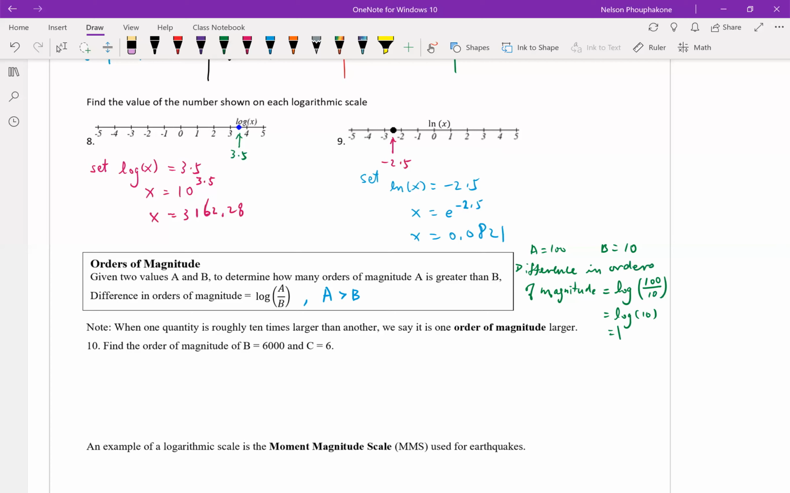Now let us look at example number 10. I would like to find the orders of magnitude of B equal to 6,000 and C equal to 6. Then now, I would like to find the orders of magnitude.